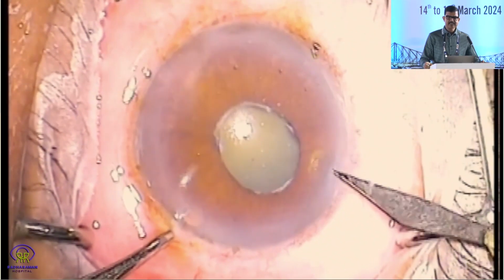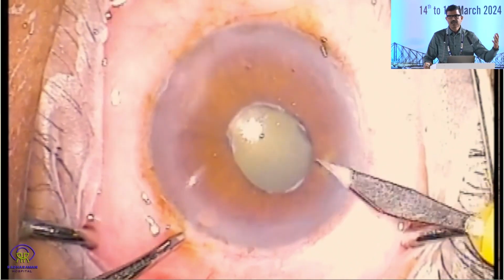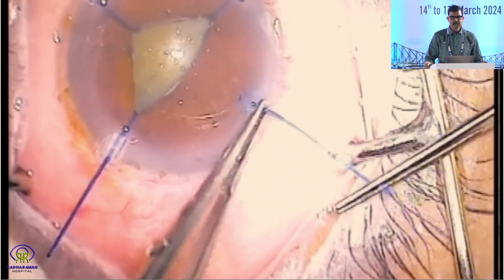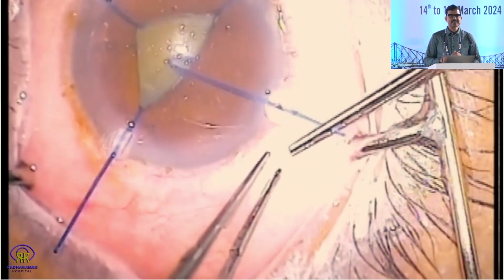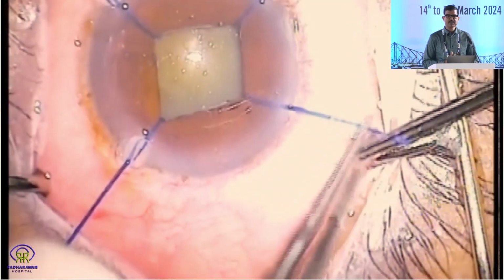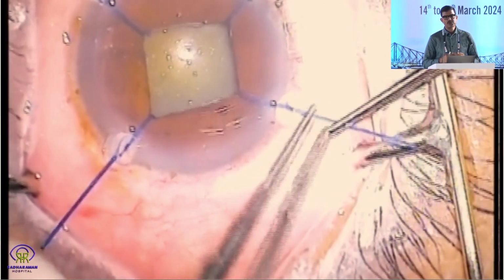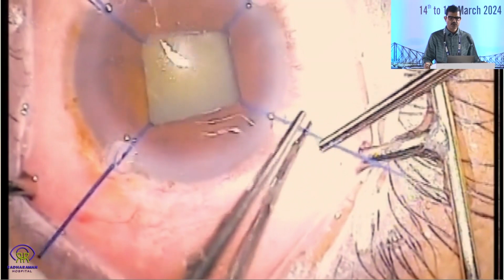Coming to devices, this is an age-old device which a lot of times we had used in the past, but not anymore. I don't use it anymore at all. The iris hooks, because they cause an unpredictable tear in the sphincter pupillary muscle. So post-operatively, this pupil never, in fact, restored its geometry, and the sphincter function is essentially lost.